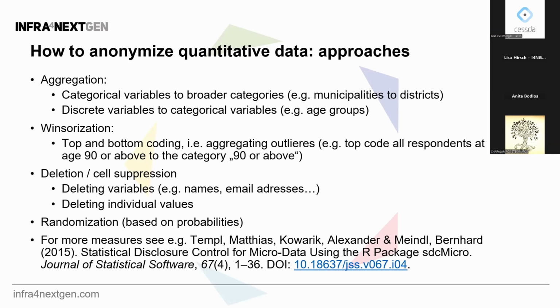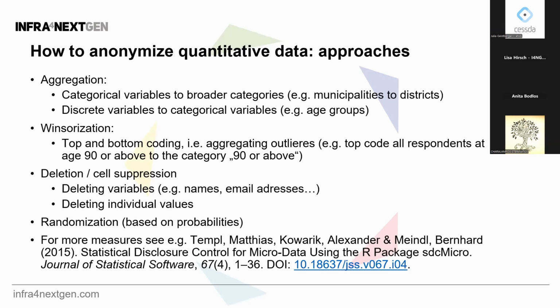Another technique is called Winsorization. This is basically top and bottom coding, so aggregating outliers. So for instance, if you have information in your data of respondents or of data subjects that are above a certain age, where above 90 years old, for instance, you could recode them to 90 or above. Depends on the demographic of your population.